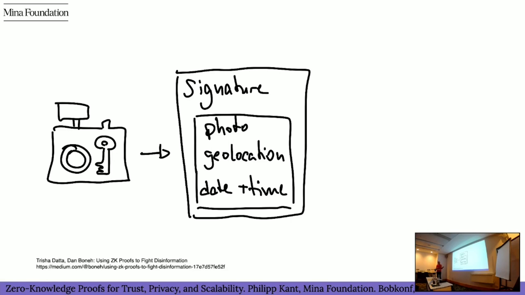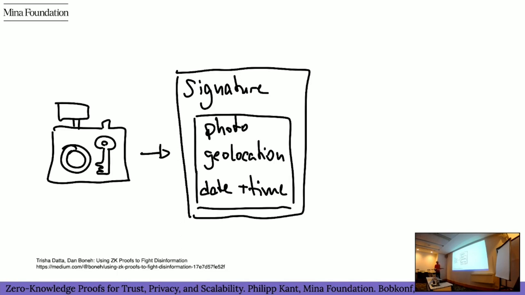So you can embed a secret signing key into the hardware of the camera in a way that ideally is hard to extract. And then the camera also has a GPS chip and a clock, and so it can know where it is and when it is, and then whenever you take a picture, it can produce a signature that this picture has been taken by that camera at this point in space and time. That's great, but it doesn't solve the problem completely.